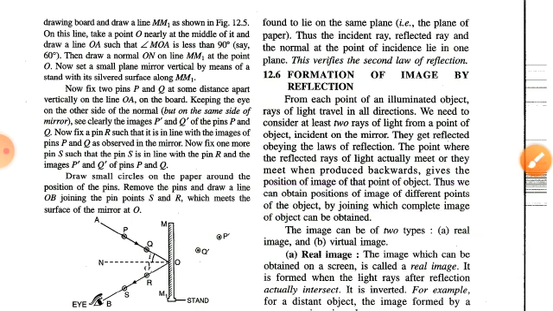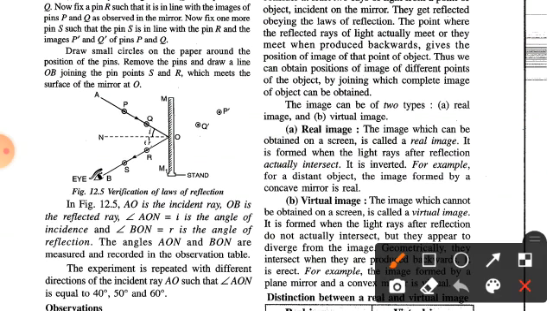Thus we can obtain the positions of images of different points of the object, by joining which the complete image of the object can be obtained. The image can be of two types: the first one is real, and the second one is virtual. Now we will discuss what a real image and a virtual image are. First we talk about the real image. The image which can be obtained on a screen is called a real image, and it is formed when the light rays after reflection actually intersect.